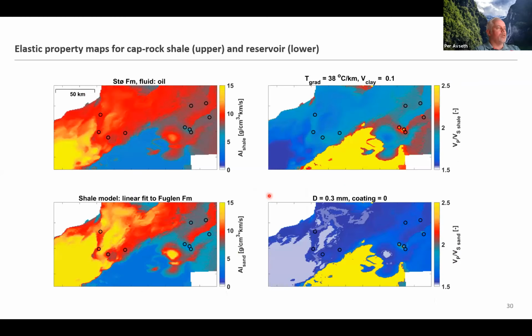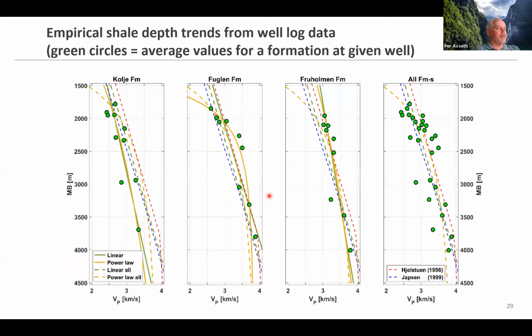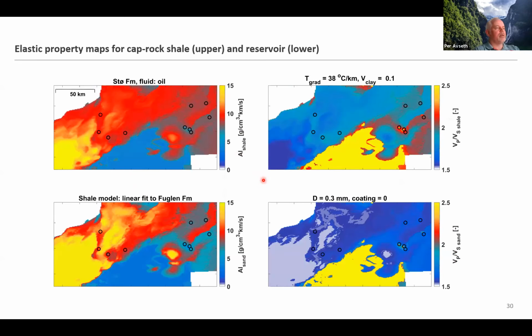Okay, so now, because we have this for the sandstones and this for the shales, we can predict the elastic properties: both the cap rock acoustic impedance shown in the upper left, and here's the VP/VS ratio in the upper right for the shale cap rock. Then you have the acoustic impedance for the sandstone reservoir filled with oil, and the VP/VS ratio for the sandstone filled with oil.